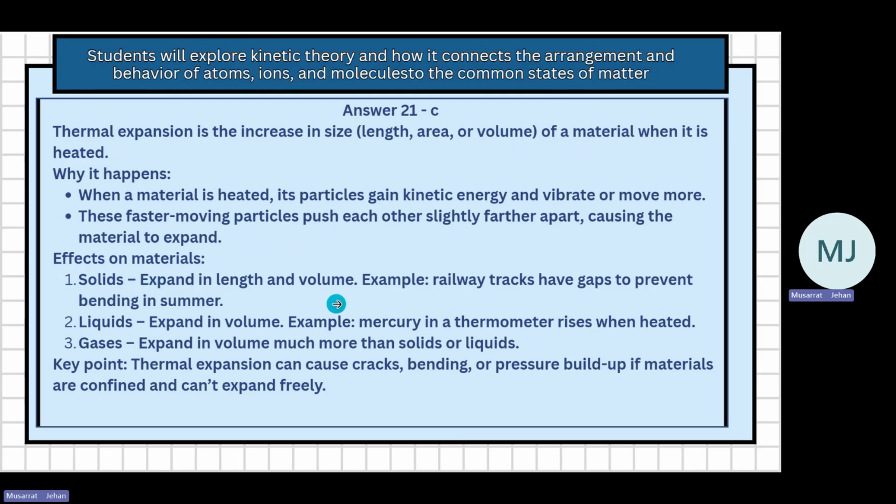Solids expand in length and volume. For example, you must have studied that railway tracks have gaps. In between the railway tracks, gaps are left. Even in bridges, gaps are left. These gaps are left so that when the heat is more in summer, they do not bend. To prevent bending in summer because of thermal expansion, we leave gaps in railway tracks and also in bridges. Sometimes they ask why there are gaps in railway tracks: to prevent bending due to thermal expansion.